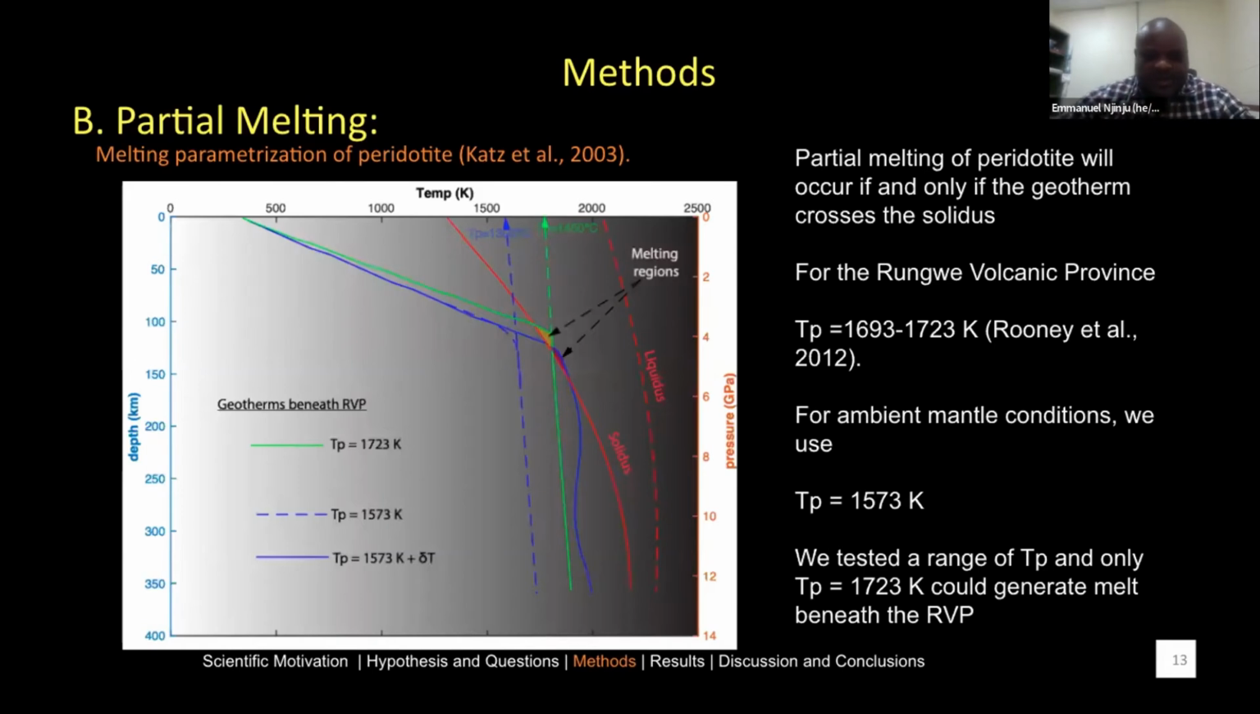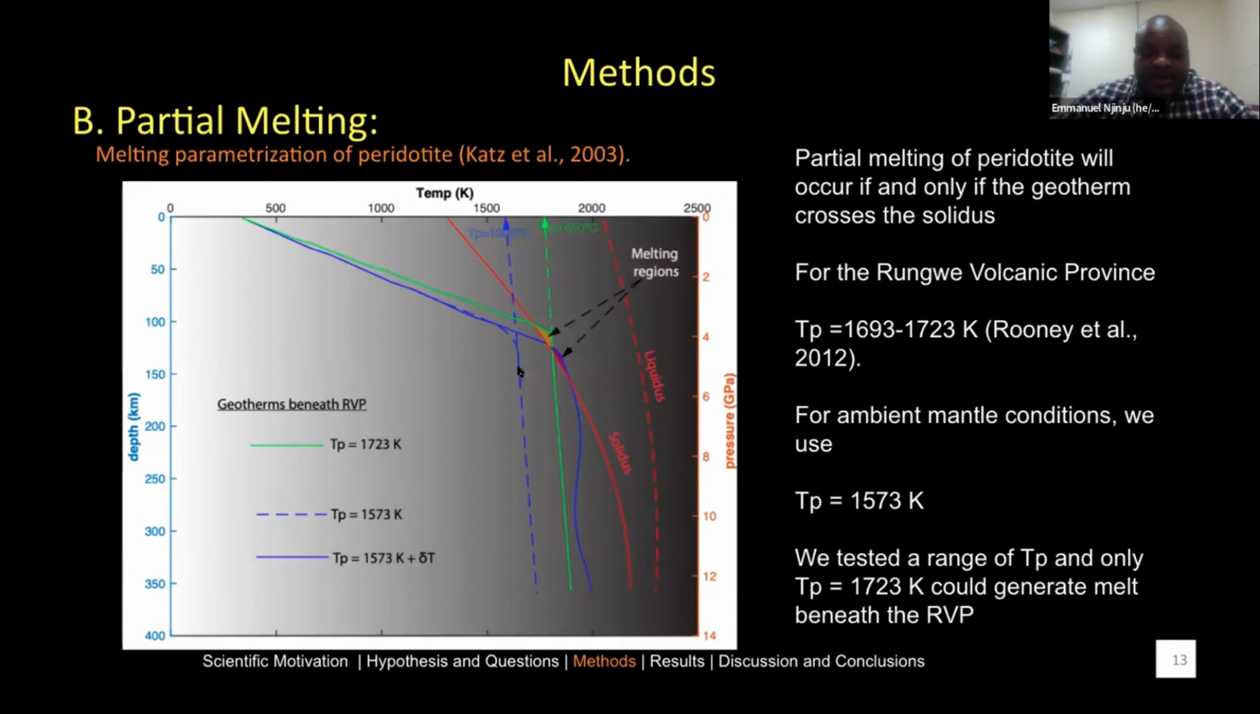So we can see in the figure here that melt will be generated if and only if the geotherm crosses the solidus, like we see in the melting region, and the blue and green lines are simply geotherms for different mantle potential temperatures. So we tested a range of potential temperatures from 1573 Kelvin up to 1723 Kelvin.